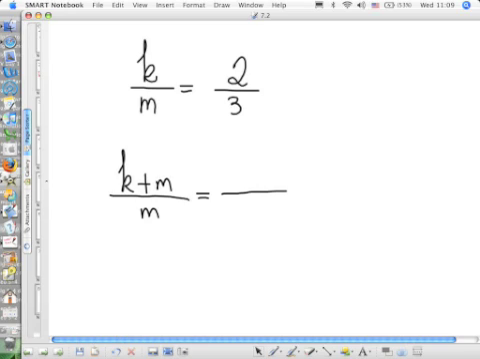Very good. If you look at the pattern, to get from this first fraction, I added the denominator to k, kept it over the same denominator. So if I want to still have those two fractions representing the same thing, I'm going to do the same on the other side. I'm going to add the denominator of 3 and then keep it over 3. So this would be 5/3. Okay?